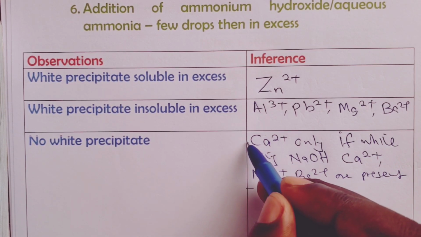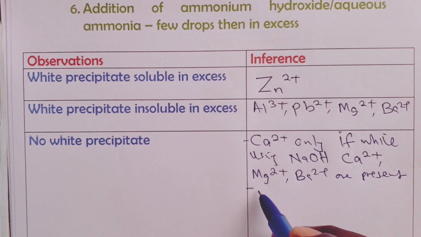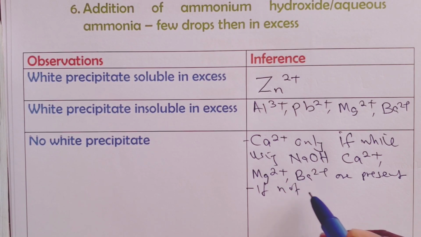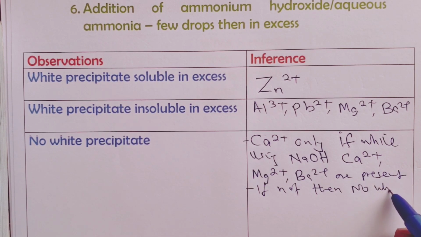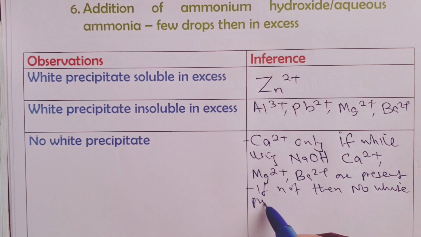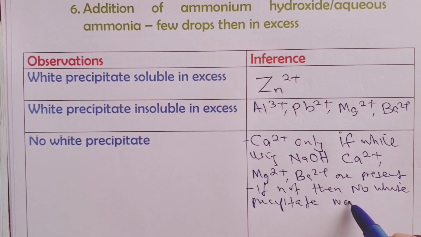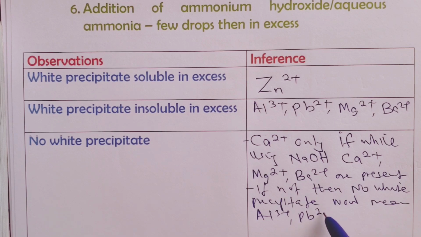If you didn't infer this before, so if not, then no white precipitate would mean aluminium, lead, magnesium, barium, zinc absent.